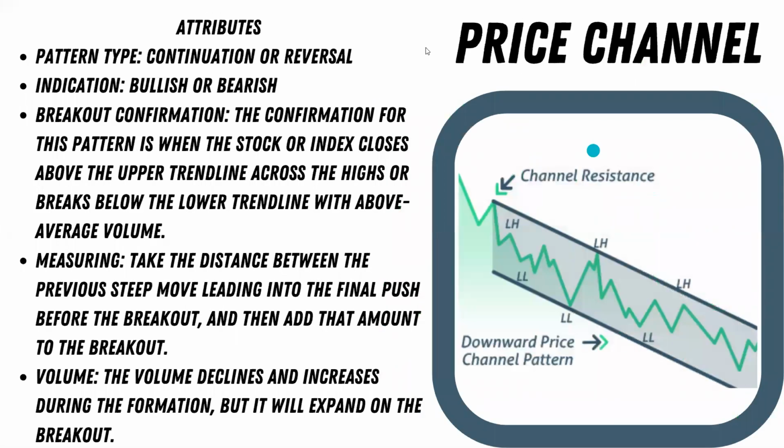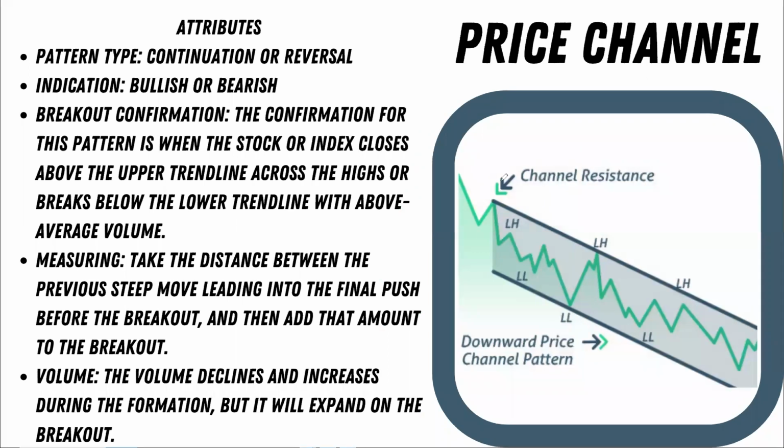Now, the next one we're going to look at here is going to be a price channel. Now, price channels are really efficient and really helpful for just spotting some of the trends, right? This is either a continuation or a reversal pattern, and it can be bullish or bearish depending on if it's a reversal or the direction of the channel. In this case, we have a downward price channel. All right. The confirmation for this pattern is when the stock or index closes above the upper trend line across the highs or breaks below the lower trend line with above average volume.